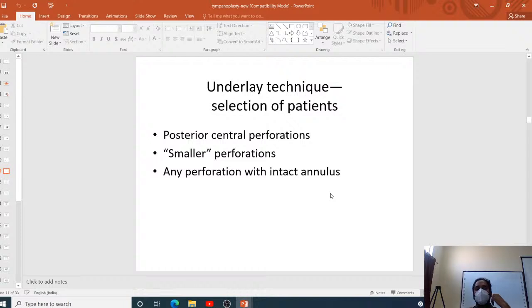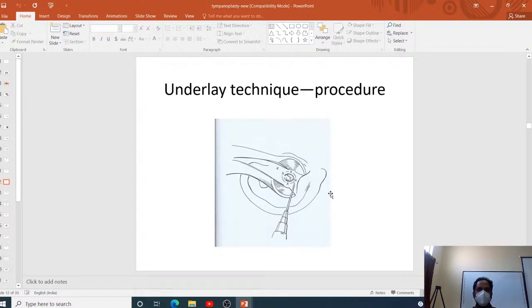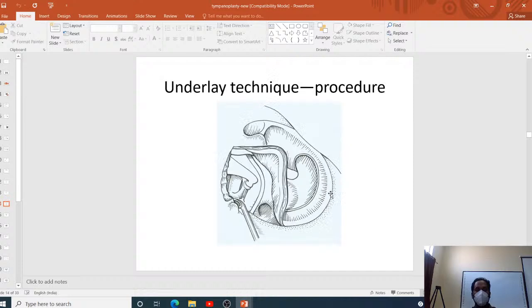So this underlay technique, in which the graft is placed medial to the annulus, is done mostly in cases of posterior central perforations or small central perforations, and any perforation with intact annulus. Okay, we'll discuss the procedure next. I'll show you a video.